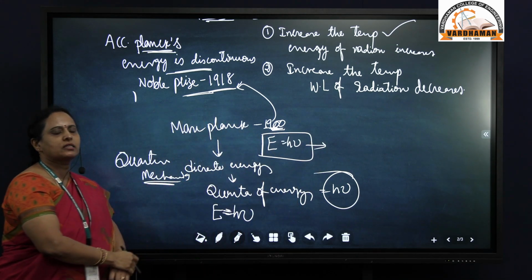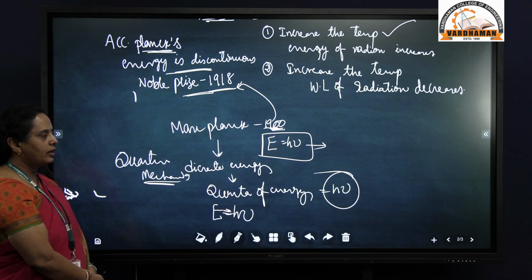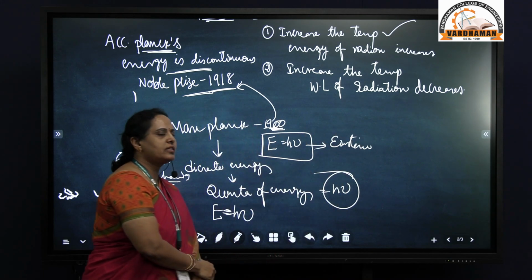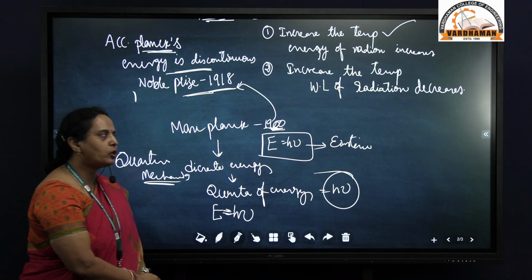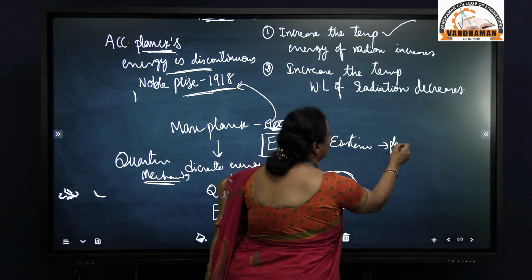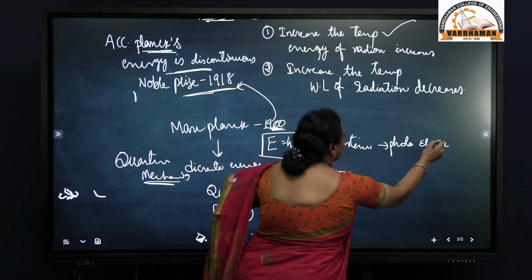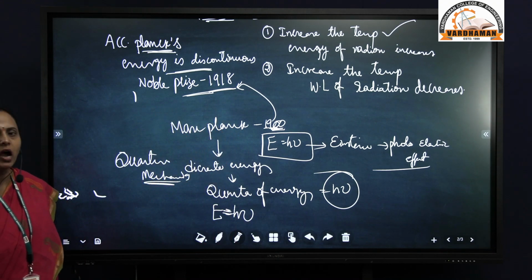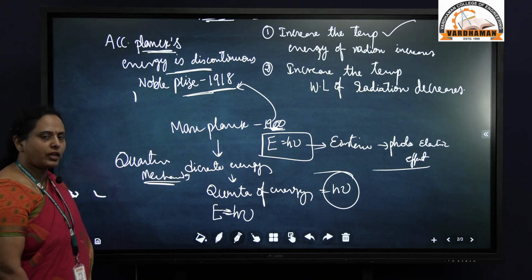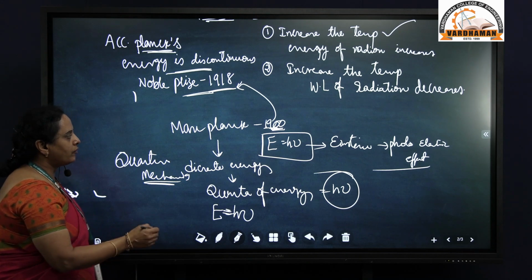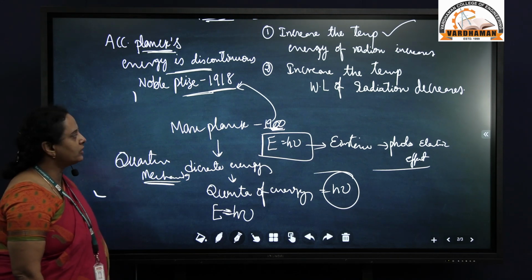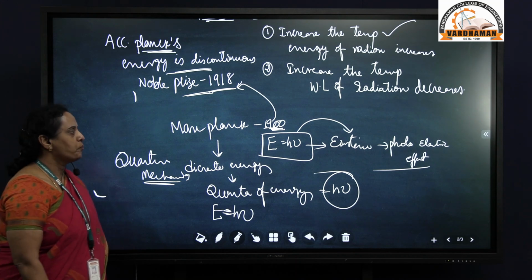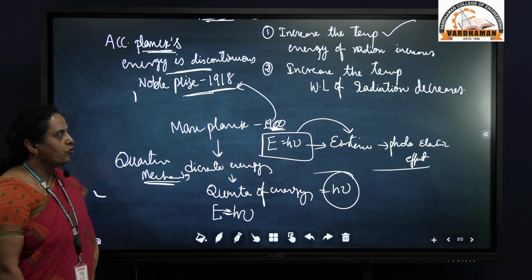Based on this Planck's quantum theory, next Einstein came into the picture and wanted to explain the photoelectric effect. Even this photoelectric effect was not explained by classical mechanics, and Einstein wanted to explain it using Max Planck's equation based on the postulates given by Max Planck. Now, let us discuss the photoelectric effect.